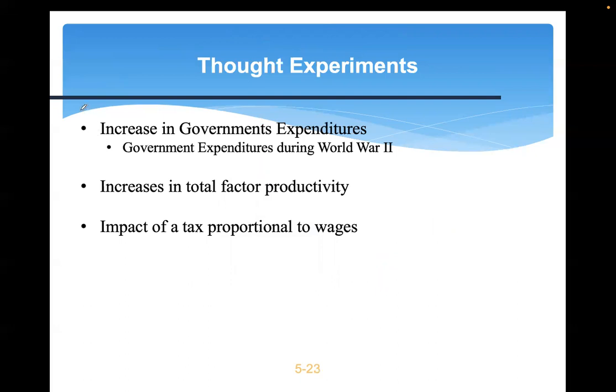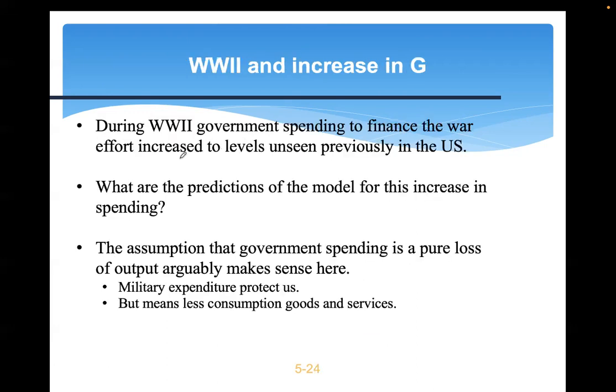In the remainder of this lecture, we are going to study the following things. What happens if there is an increase in government expenditure, or an increase in total factor productivity, or a change in tax? How would that affect consumption, labor supply, and the leisure choice? Let's start with the first one.